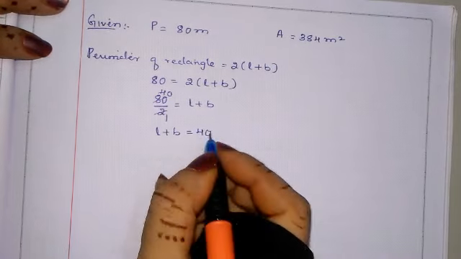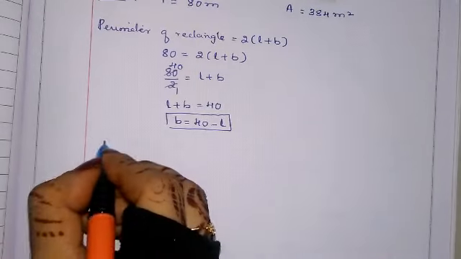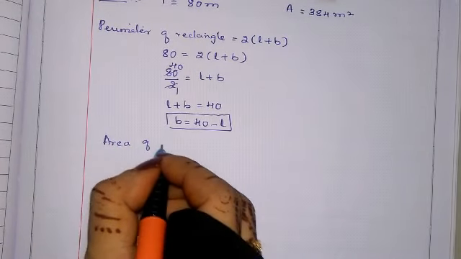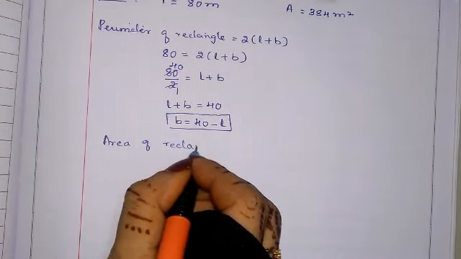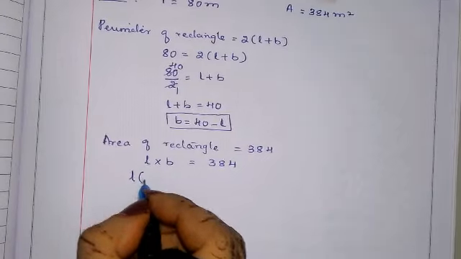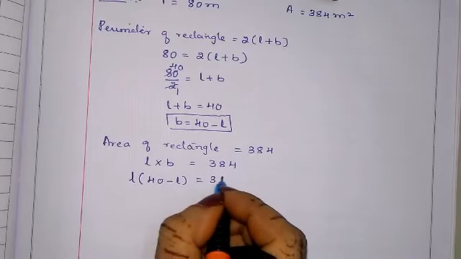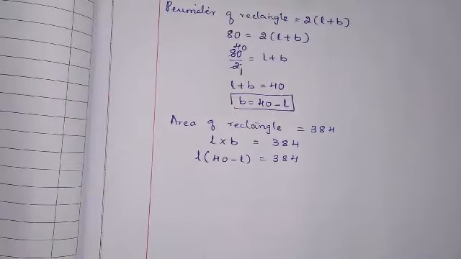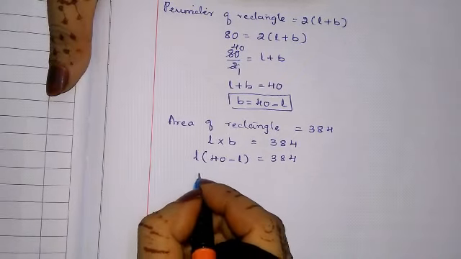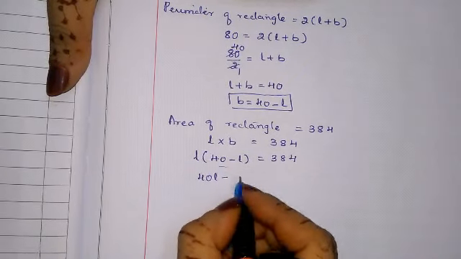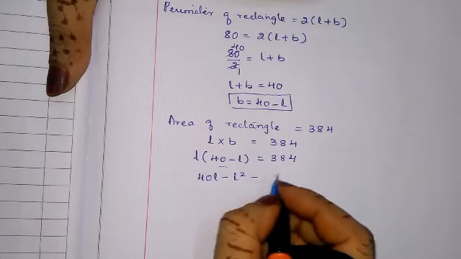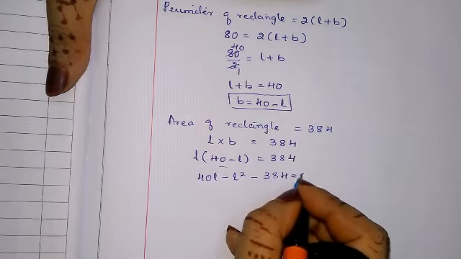Now we know the area of a rectangle. The area of the rectangle they have given is 384. Area of rectangle is length into breadth is equal to 384. L let it be as it is. Breadth value is 40 minus L, equal to 384. Now L into 40 is 40L, minus L into L, L square, minus 384. I brought this to this side, equal to 0.